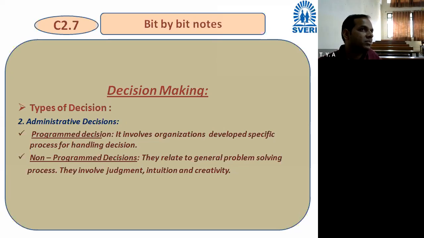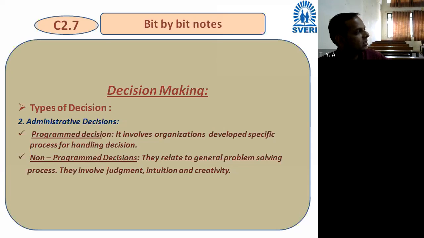In a programmed decision, basically the organization has developed a specific process for handling a decision. The specific process is already developed by the organization to handle a specific decision. For example, sanctioning leave of an employee in the organization. What is the procedure? The employee should apply and the concerned authority should sign. That person should adjust his load, whatever duty he has, and then go on leave. This is a common practice in every organization. So this comes under the programmed decision. That decision is already taken, right? If you want to take leave, what procedure you should follow.